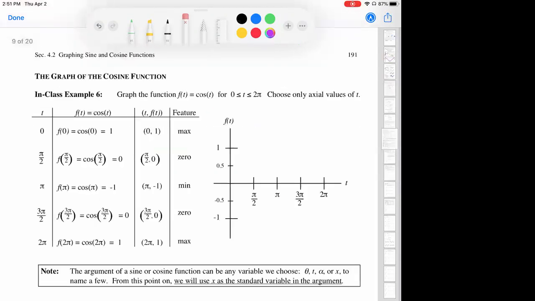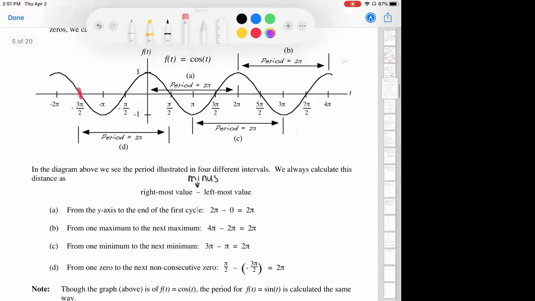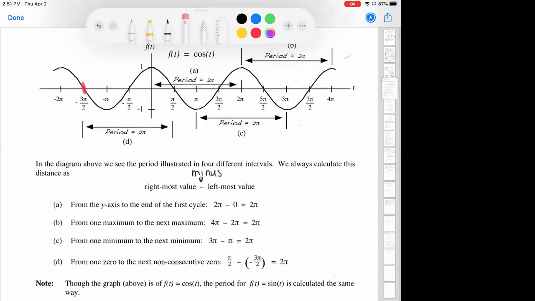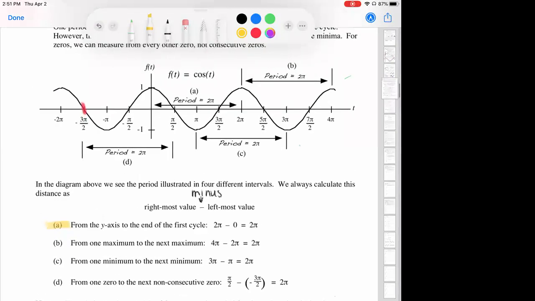Let's color code them according to each one. So let's do A in yellow. So we start at 2 pi minus 0. So A, we see it's right here. And we start at 0, end at 2 pi. So we have our rightmost value minus our leftmost value. Our rightmost value is 2 pi, our leftmost value is 0.